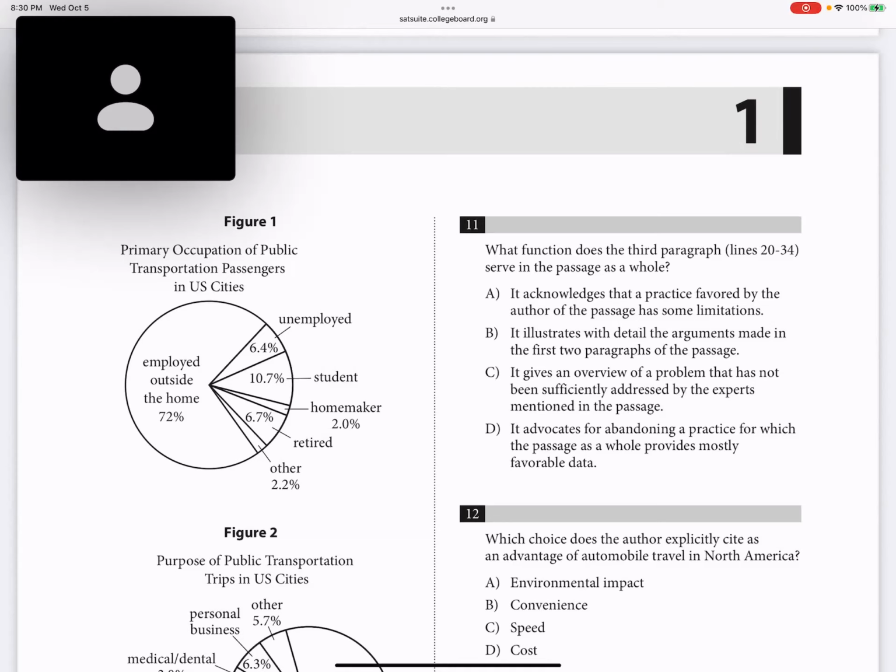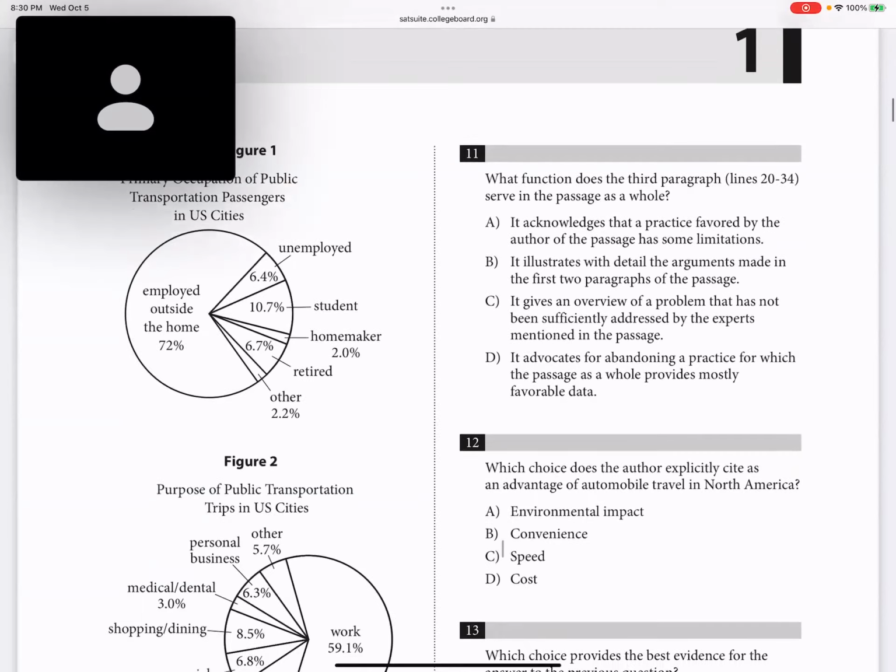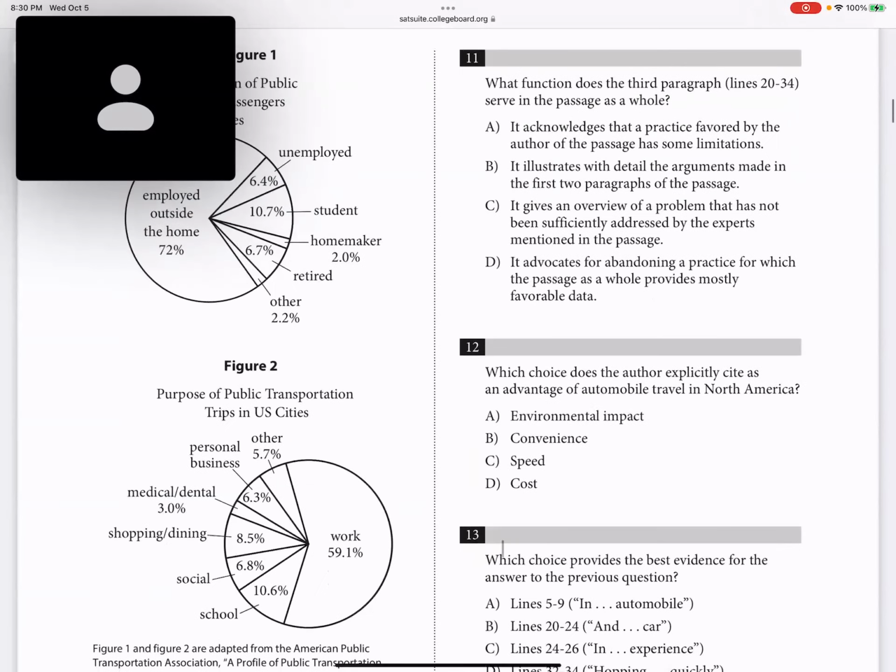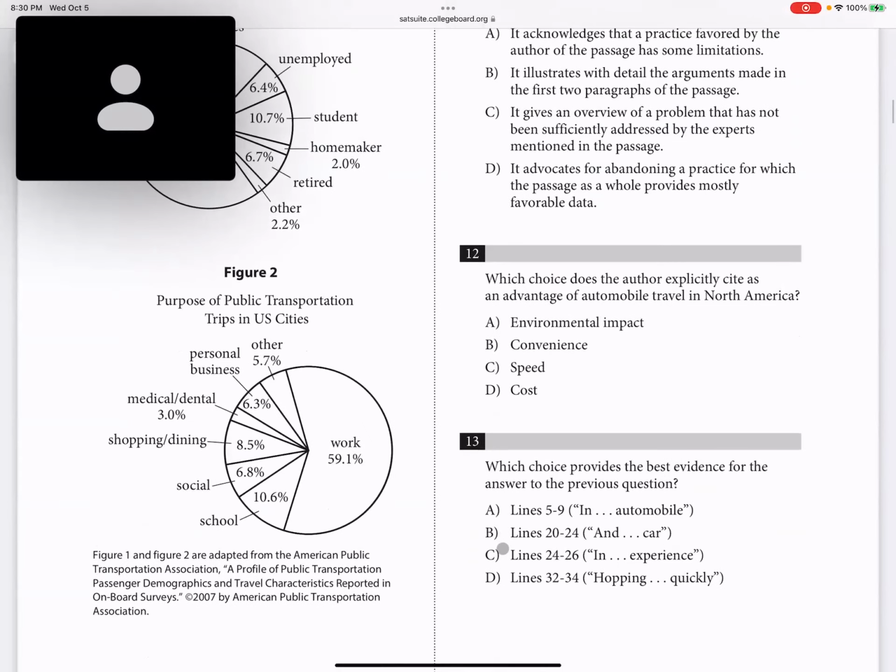We don't give it the funding and essentially attention that it deserves as being something that carries so many people every single day. All right. Let's see. So 12 and 13, and I want to remind y'all of a specific strategy for these, which is making sure we use the evidence one. So use the evidence from 13 to find the answer for 12, because obviously the answer is in one of those little sections. Which choice does the author explicitly cite as an advantage of automobile travel in North America?